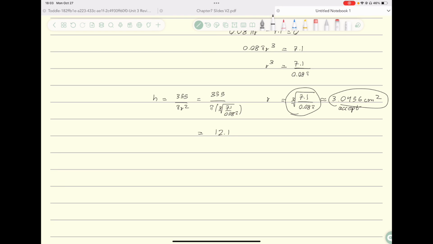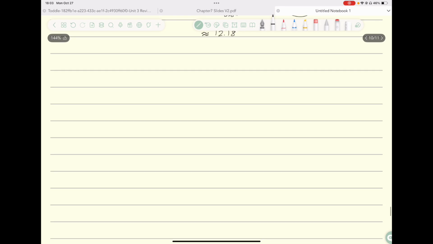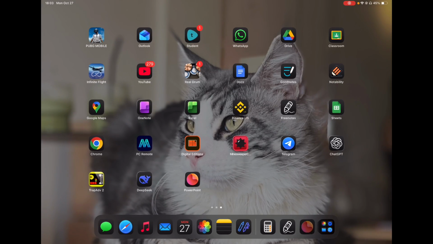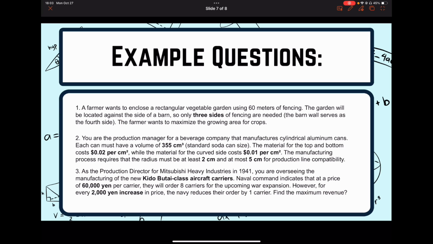We'll get 12.18. It's going to be approximately equal to 12.18 centimeters. This one is not centimeters squared, this one is only centimeters. Right. Let's go to question 3.